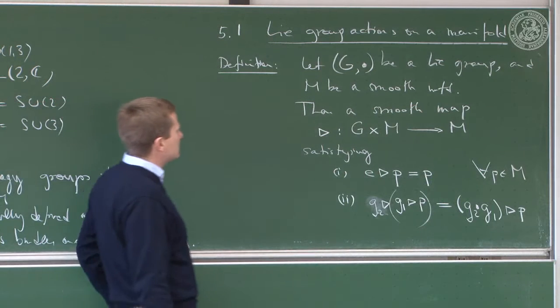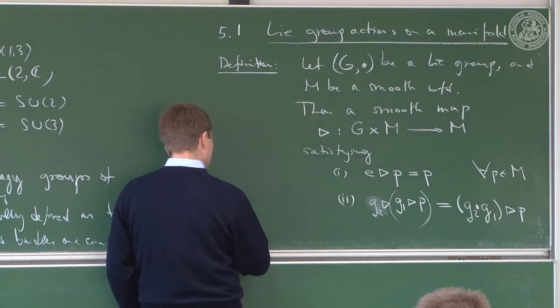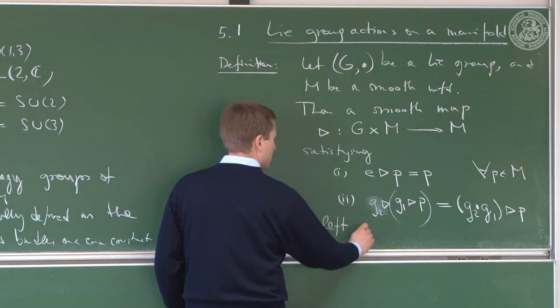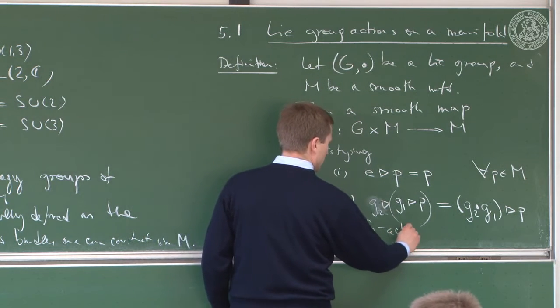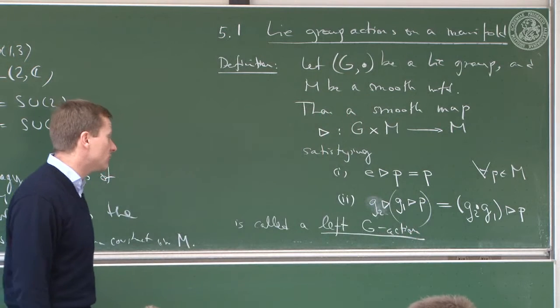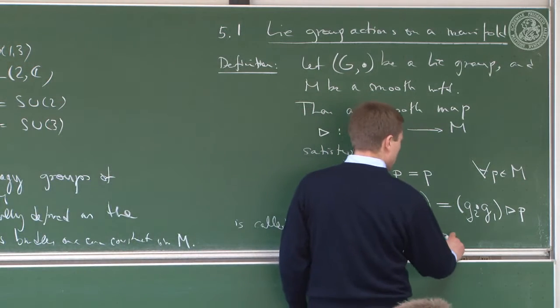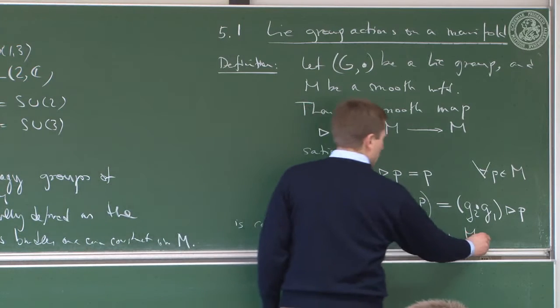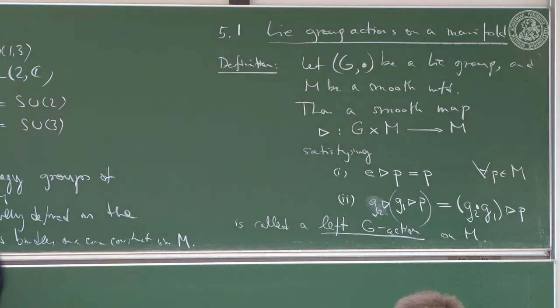Okay? Any such smooth map is called a left G action. So a left action of the Lie group G, a left G action on the manifold M. And that's a central notion we're going to use.